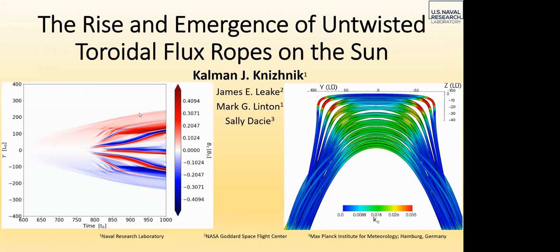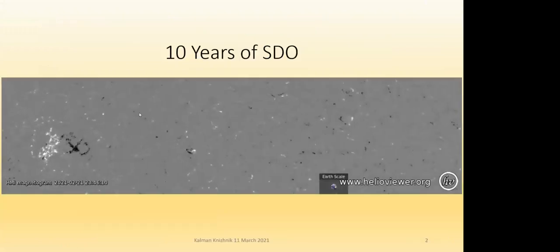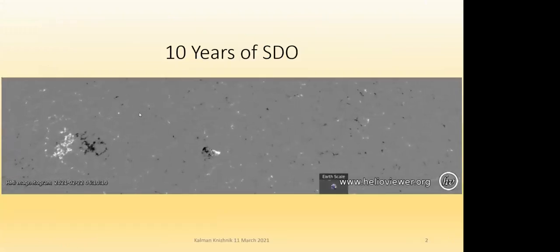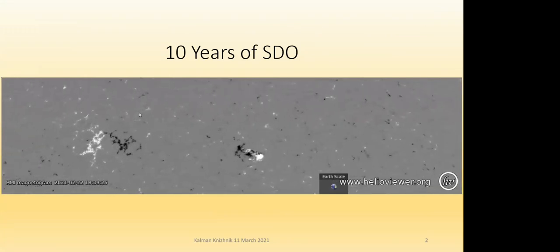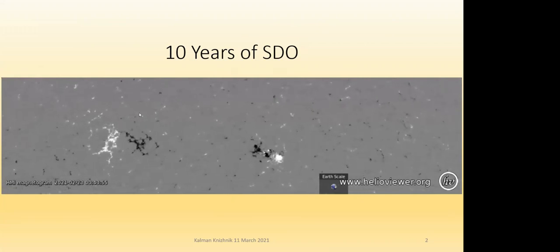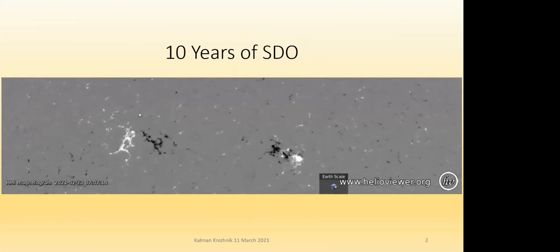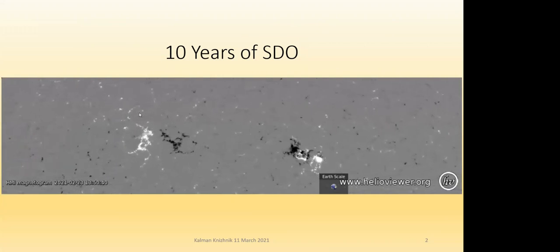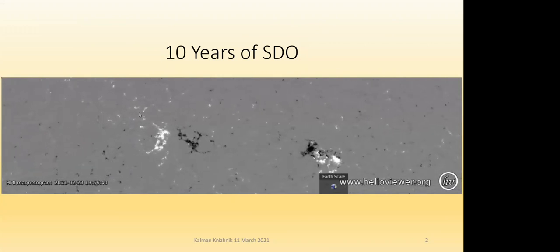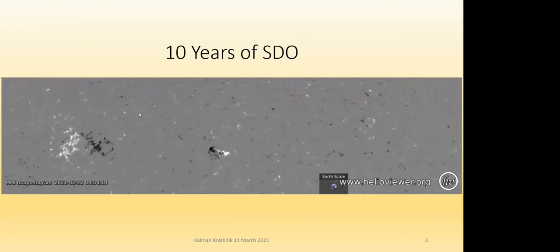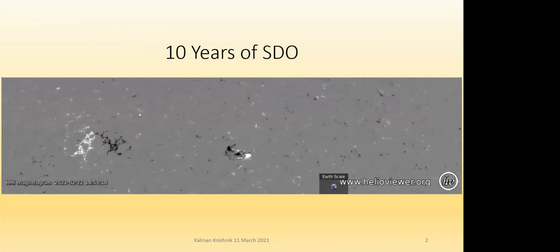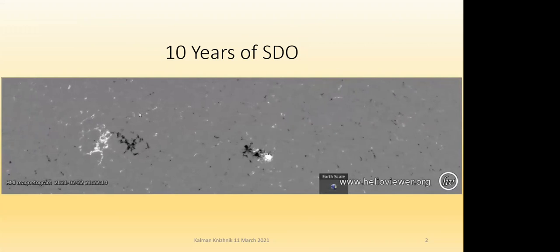As the title suggests, I'll be talking about the rise and emergence of flux on the sun. But I want to emphasize that although I'll be talking about models, really what we're aiming for is to try to understand the observations that SDO has given us over the last 10 years. Here's just a nice movie that I pulled down from a couple weeks ago showing an active region emerging over the course of a couple days. And you see these strong polarities emerging, and then a lot of salt and pepper flux in between them, sort of coming out just over a couple days.